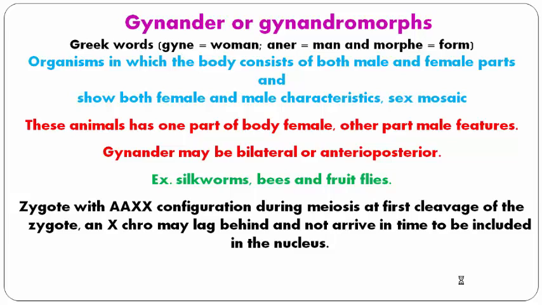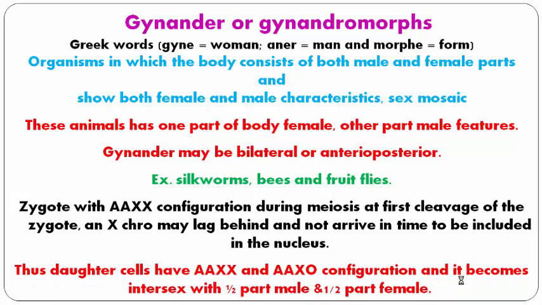Zygote with AAXX configuration during meiosis. At first cleavage of the zygote, an X chromosome may lag behind and not arrive in time to be included in the nucleus. In such a condition, the daughter cells have AAXX and AAX0 configuration and it becomes intersex, with one half part male and one half part female.